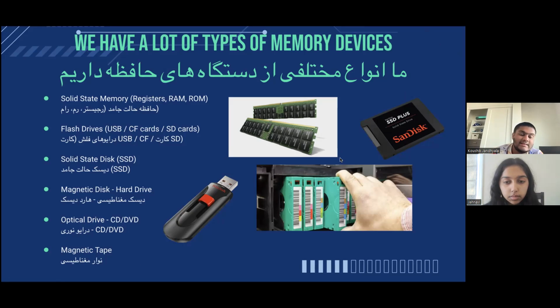We have magnetic disks, which are like hard drives. We have optical drives, which are like your CDs and DVDs. These can store massive data such as movies and other types of long footage, as well as magnetic tape, as you can see right here. The thing with magnetic tape is that it is used in long-term archival storage.